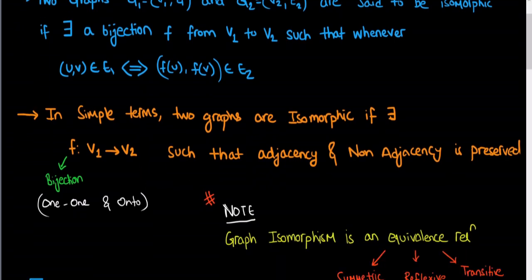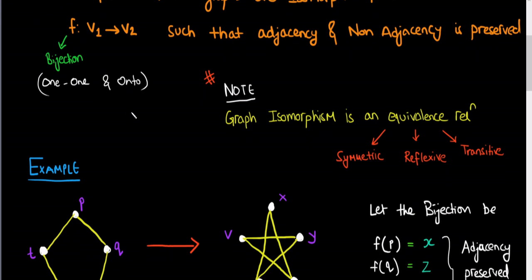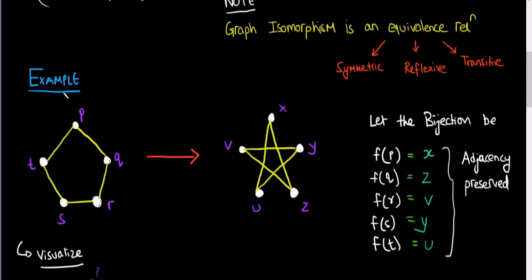So here's a small note that graph isomorphism is an equivalence relation. And what we mean by equivalence is that the relation is symmetric, reflexive and transitive. So all three should hold at the same time to be called an equivalence relation. Alright, so let's illustrate the definition with an example.